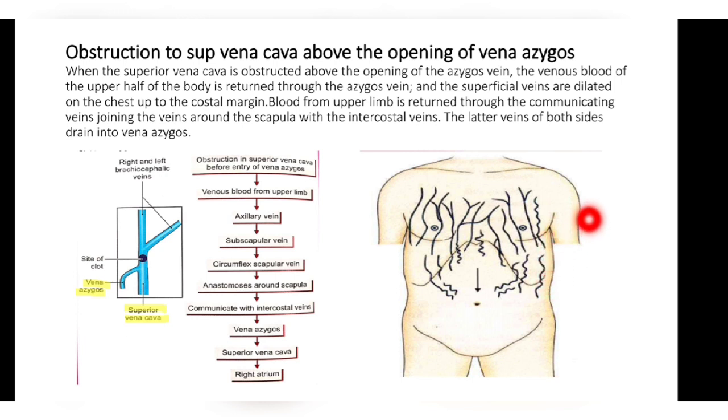Blood from the upper limb is returned through the communicating veins, joining the veins around the scapula with the intercostal veins. The latter veins of both sides drain into vena azygos. So, when there is an obstruction to superior vena cava above the opening of vena azygos, this is the site of clot, the venous blood of the upper half of the body is returned through the azygous vein, and superficial veins are dilated on the chest up to the costal margin.